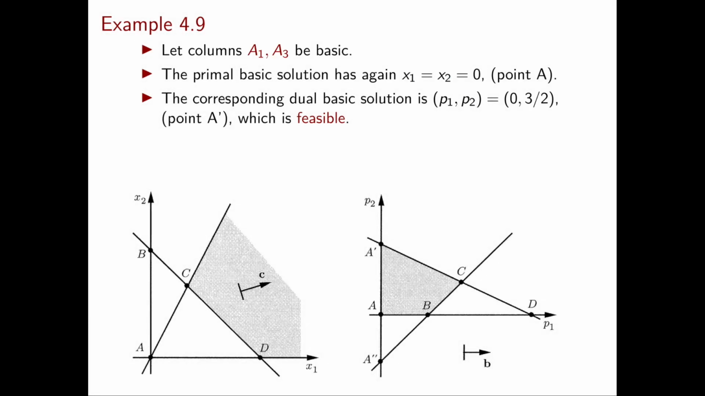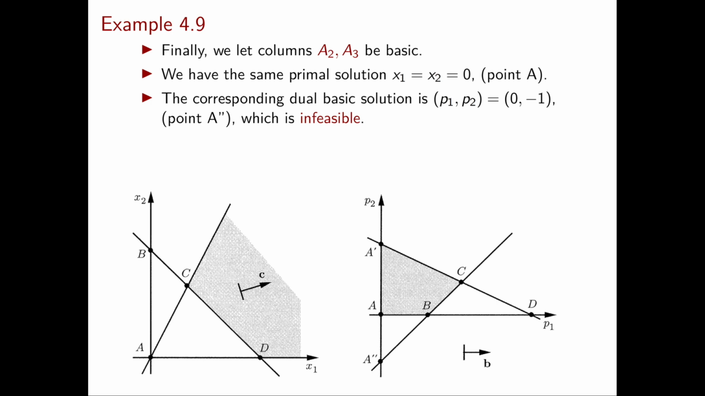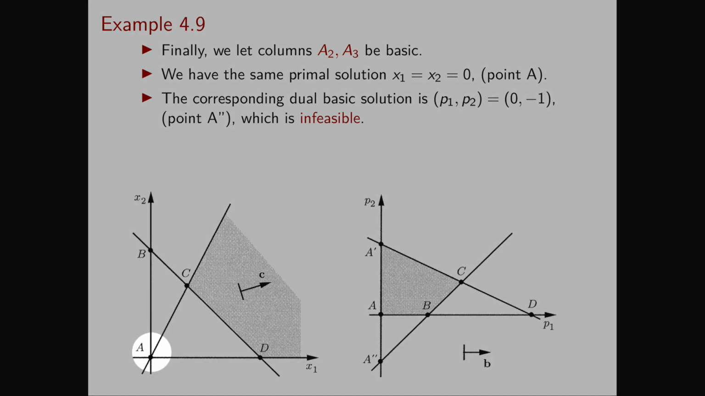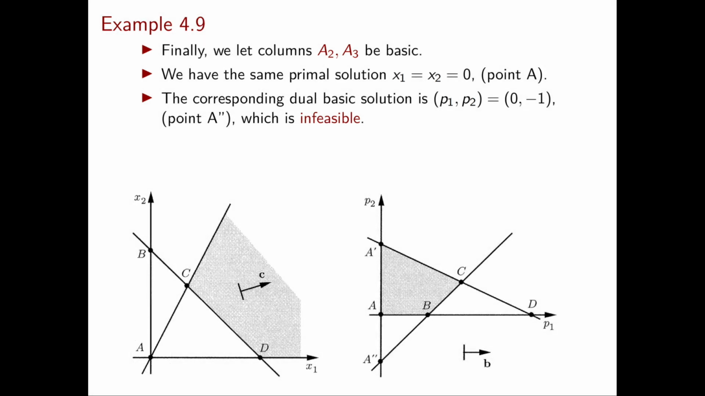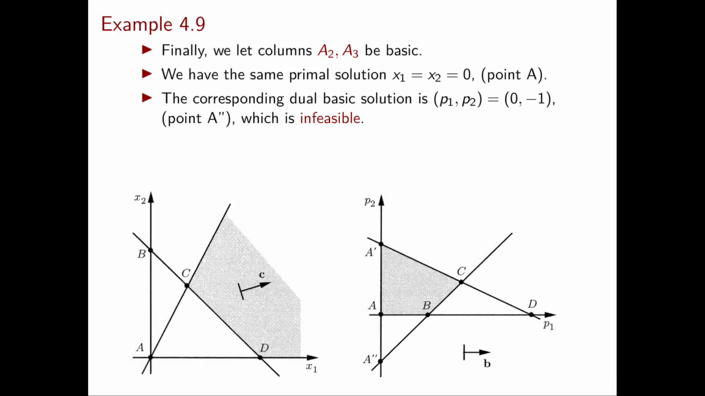Now let's look at the basis formed by the columns A1, A3. You can check that also this basis leads to the primal basic solution A. On the other hand, the corresponding dual basic solution is the point A prime, and this vector is a basic feasible solution to the dual. Finally, consider the basis formed by columns A2 and A3. You can check that once again in the primal we obtain the basic solution A. On the other hand, the corresponding dual basic solution is (0, -1), which is point A double prime in the dual. And this basic solution in the dual is infeasible.